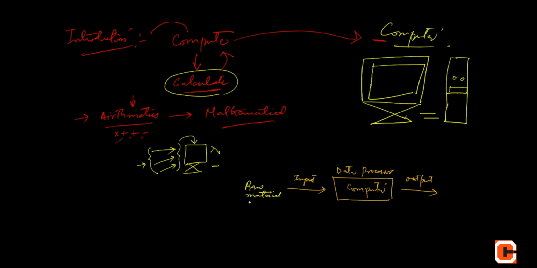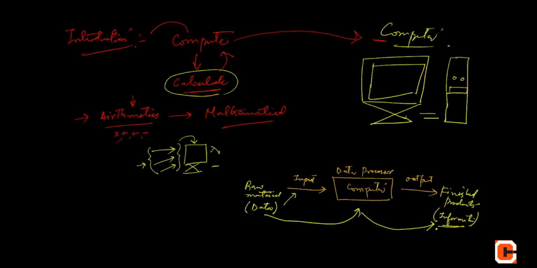This raw material we call data. Data is being given to this computer, and later on this computer is giving us the finished products. These finished products are called information. So data is being given to the computer, and the computer in the other way gives us the information, the desired result which we are actually looking for. This was the little introduction about the computer.